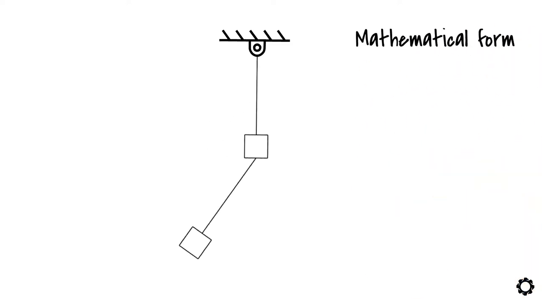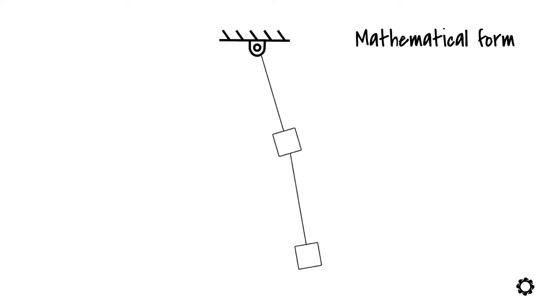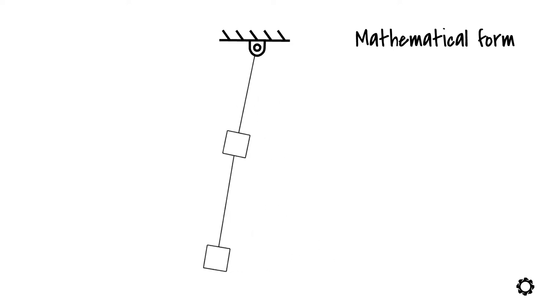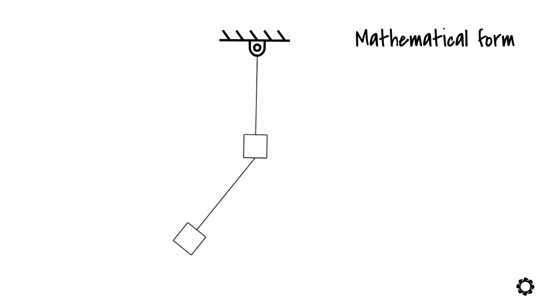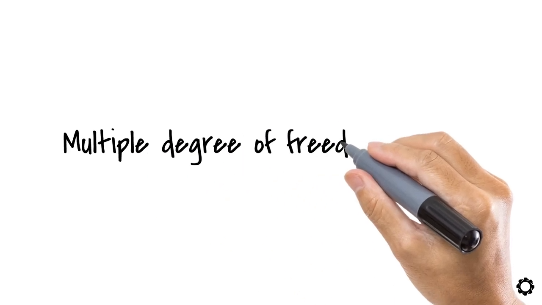All this explanation can be put in mathematical form, so you don't have to imagine things floating in space or twist your head following the rotation of a body. So let's cut it short and save the math for another video. I'm sure that it is now completely clear to you what multiple degree of freedom systems are.